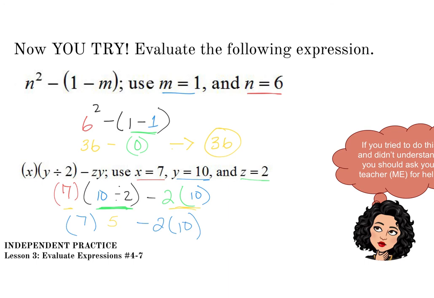Then the next step is we would multiply. So 7 times 5, I'm going to do it over here. So 7 times 5 is 35. 2 times 10 is 20. And now we would subtract. So 35 minus 20 is 15.